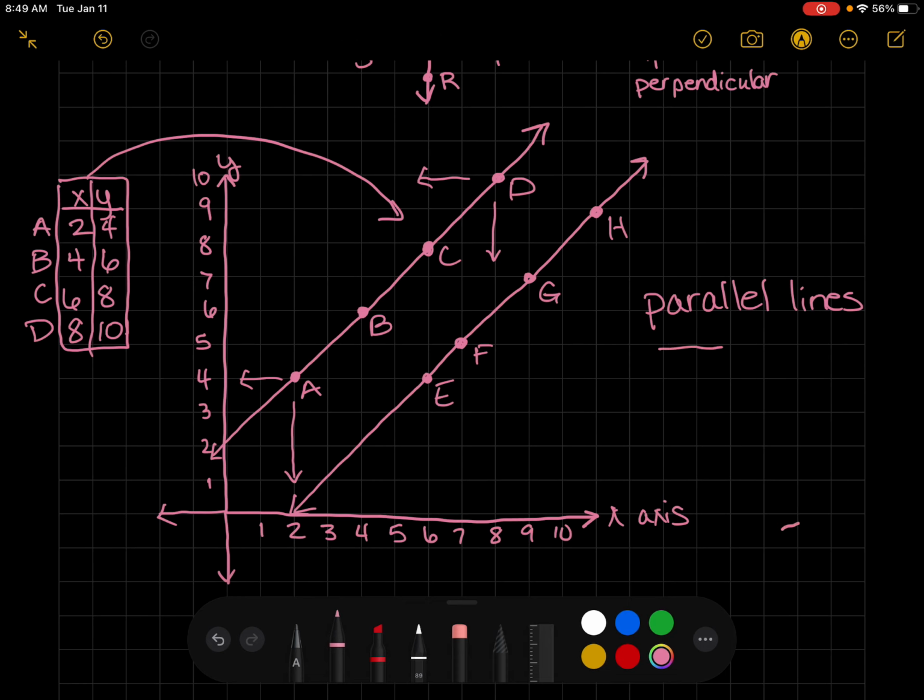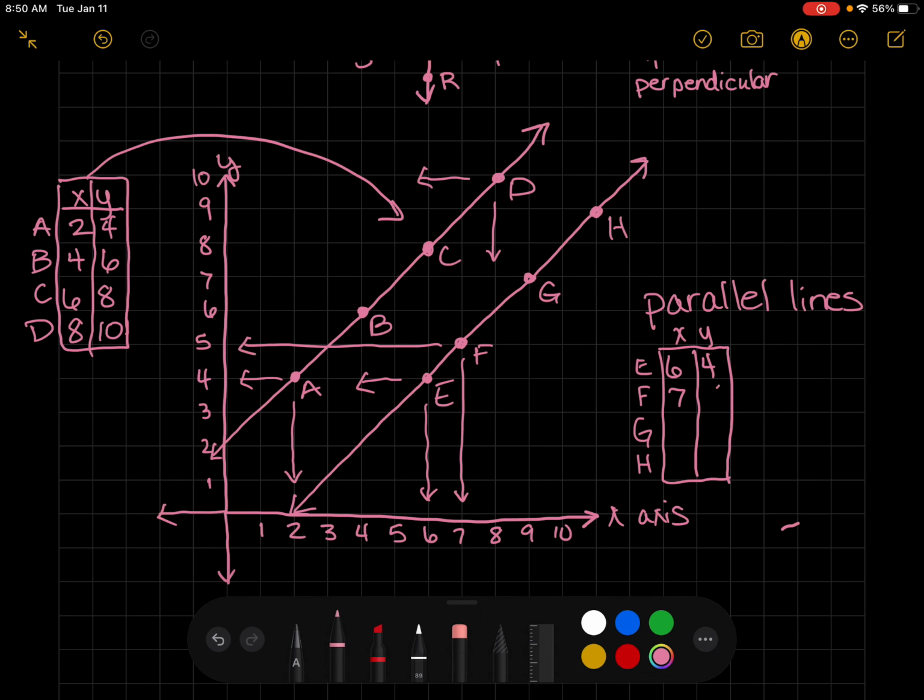So let's say I had another box with X and Y, and we're doing E, F, G, H. So something like this might be on your homework, okay? So E is going to be the 6, 4. So we would put 6, 4. Okay, F would be 7 and 5. See how it's 5 right there? Okay, now you do the last two, G and H. So hit pause and then come back after you've finished it.